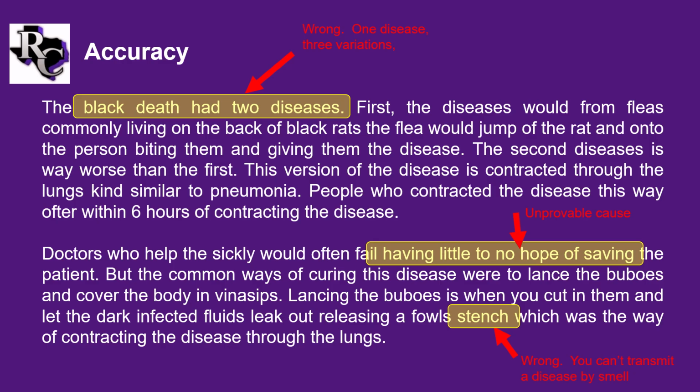Another problem here is that a lack of hope caused failure. Whenever you're offering a cause, you need to show the evidence, including the citation. Make sure your cause and effects are related. Did doctors really fail because they have no hope? Wouldn't it be more likely that they failed because of a basic lack of understanding of what they were fighting? Make sure your work makes sense.